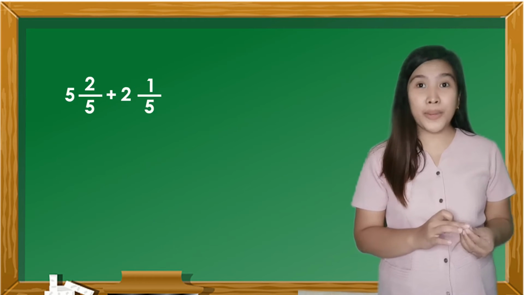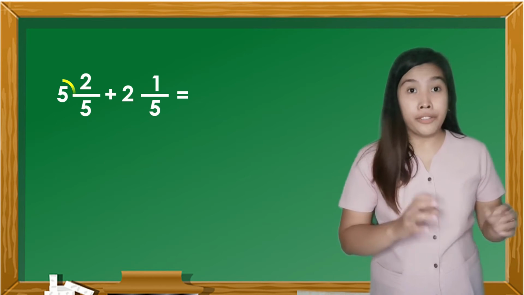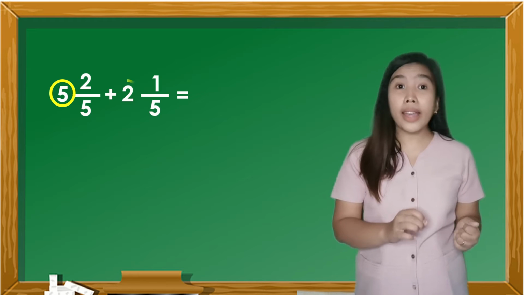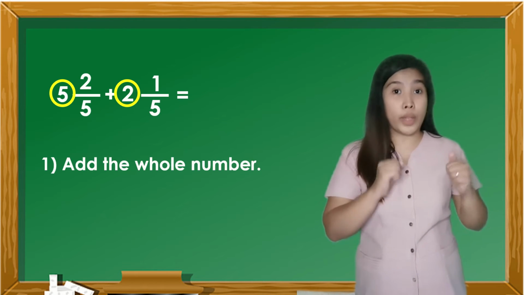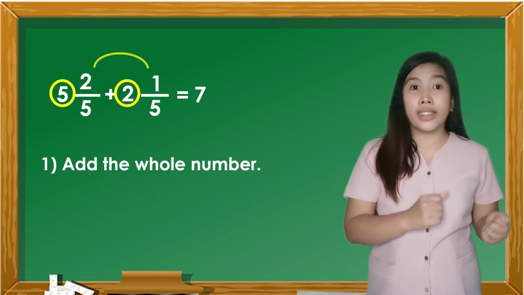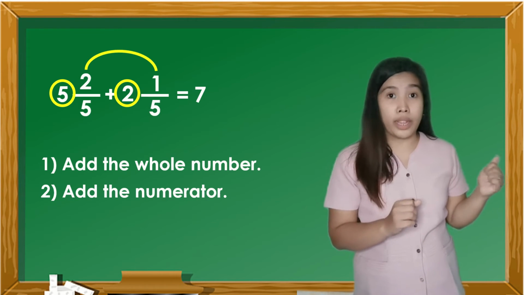For example, we have 5 and 2/5 plus 2 and 1/5. First thing to do is to add the whole numbers. Okay, so 5 plus 2, we have 7. And then since they have the same denominator, we are going to add the numerators.